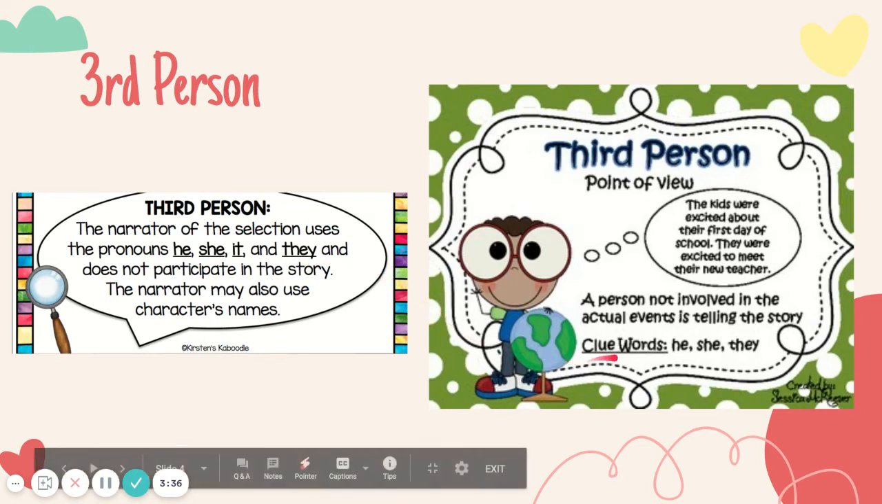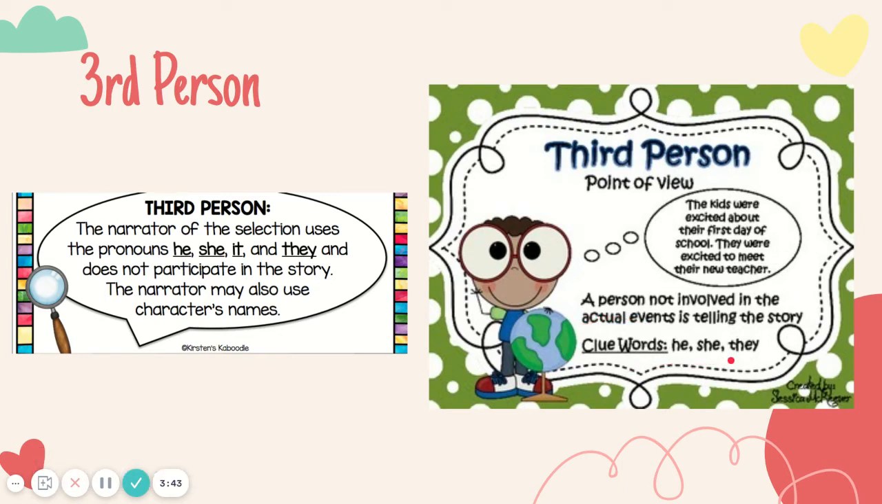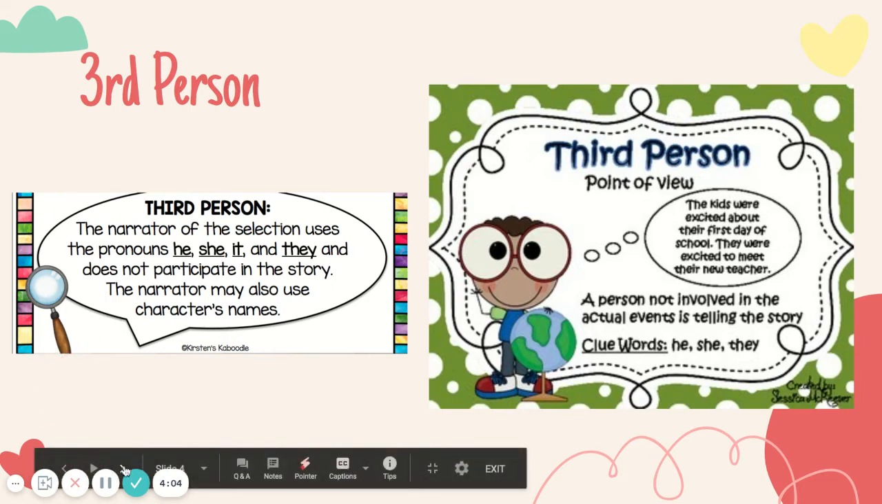We can also call them clue words. I like how this chart over here says they are clue words because when we read, we are kind of like detectives when we are figuring out if it's first person or third person point of view. You have to look at your clue words to help you decide. And over here, sometimes a good clue for us is they will use the characters' names. And we will look at some examples to help figure out what that means.